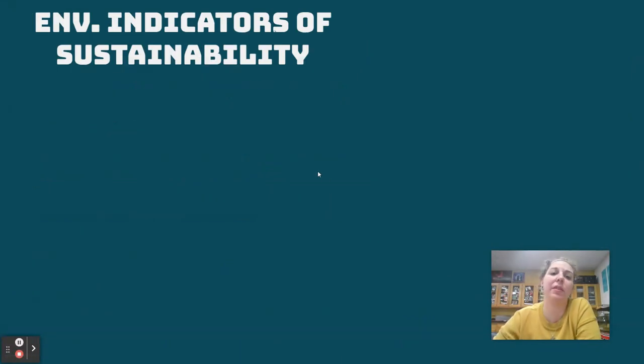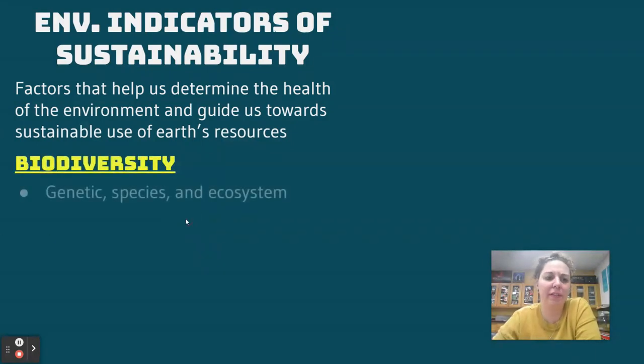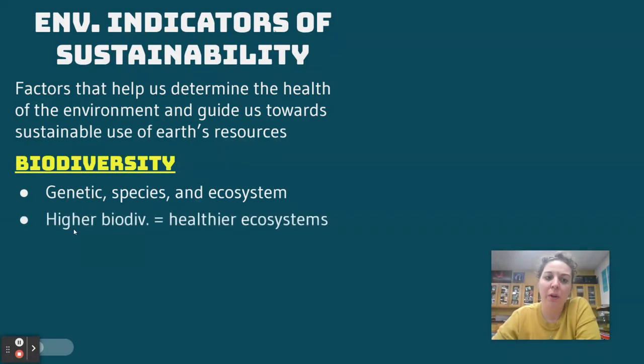We've got some environmental indicators of sustainability, things we look at to determine if something is truly sustainable or not. These help guide us to become more sustainable and tell us about the health of the environment. The first one is biodiversity, which includes all 3 levels: genetic, species, and ecosystem. Remember, the higher biodiversity we have, the healthier ecosystems we have. The more genetic biodiversity, the more resistant and resilient those populations will be.